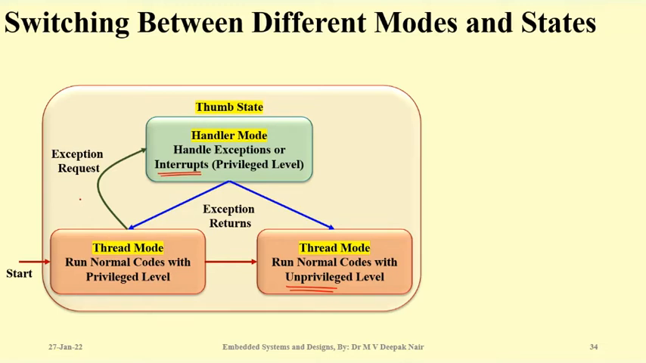So first of all, this is the step. From thread mode, you can directly go to handler mode to handle the interrupts or exceptions. From here it might be possible the system jumps to thread mode, that is a normal return, or it might be possible that you come to the thread mode with unprivileged level of support. That means you will not be able to access all the registers. From here again you can jump back to the handler mode and this loop can continue. So this is the basic mode in which the microprocessor or microcontroller is running.